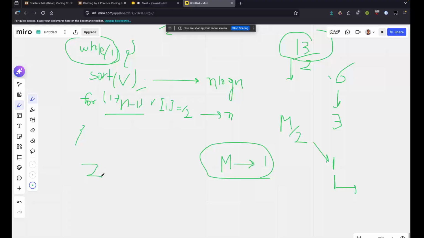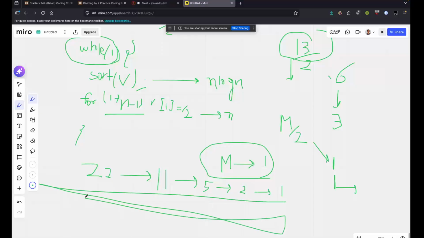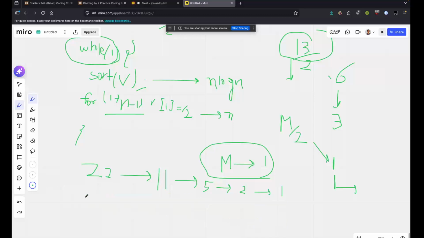Suppose I have a 22. In one operation we convert it to 11. Then in another operation we'll be converting it to 5. Then 2. Then 1. So is this a random operation? Is the count random, or is there any formula? What will be the number of steps to convert this to 1?